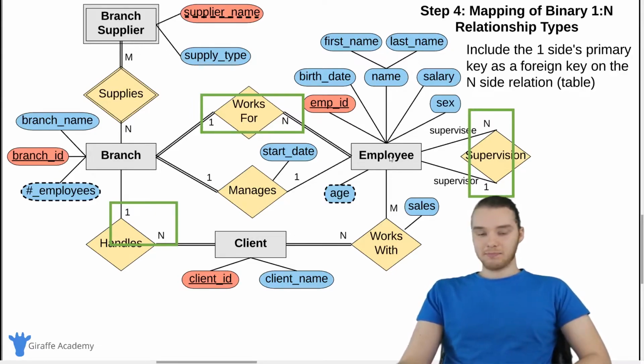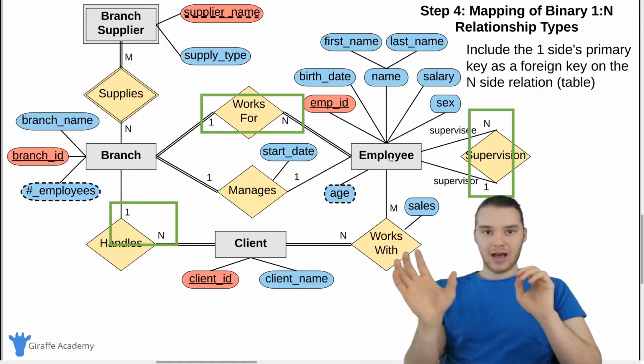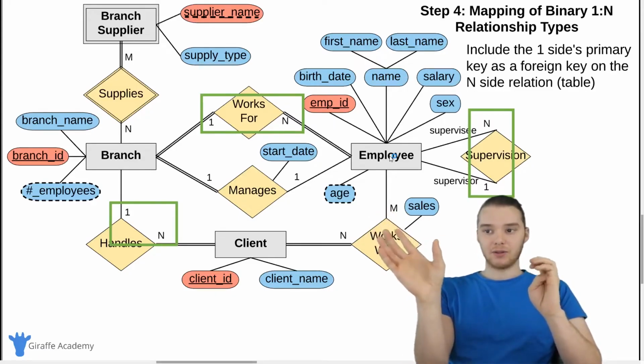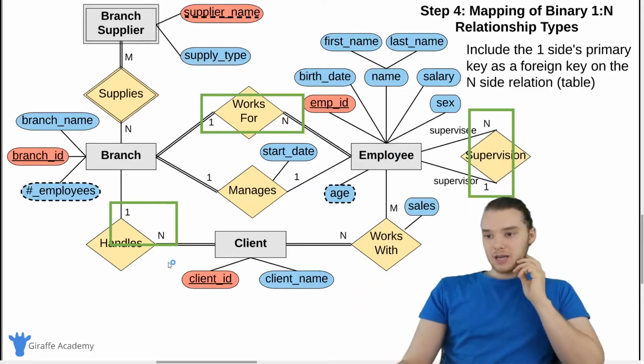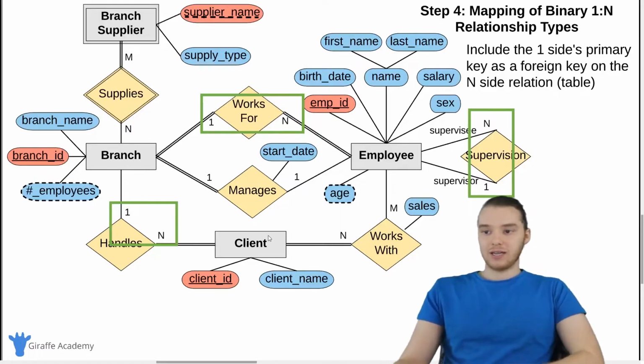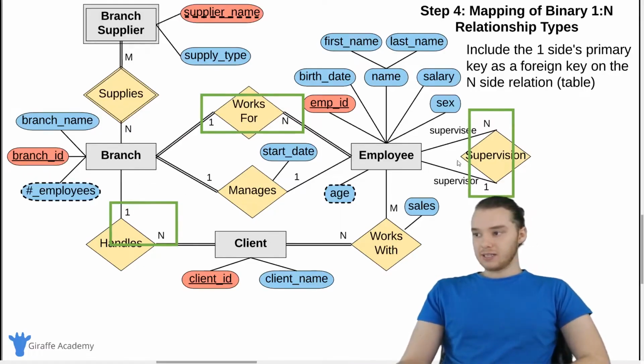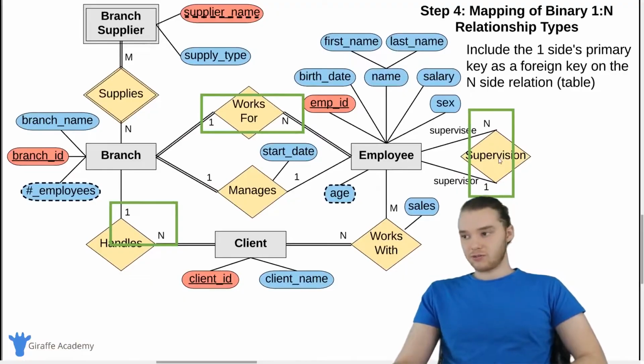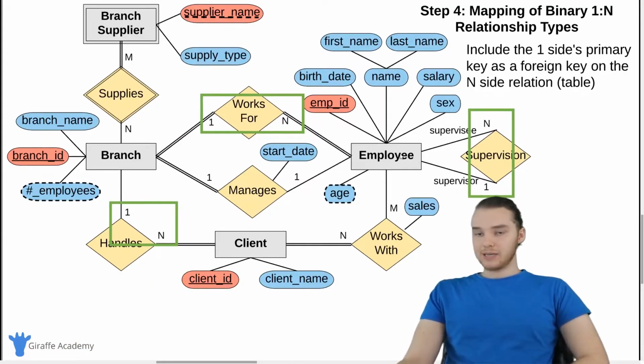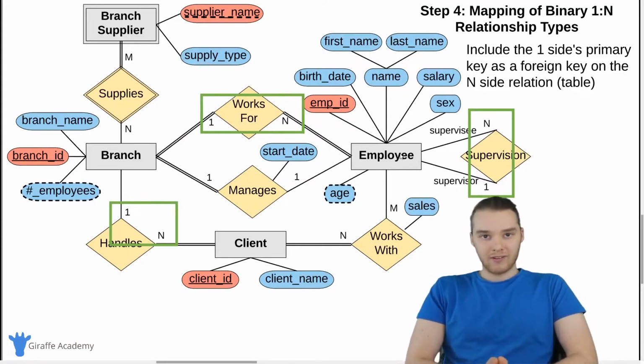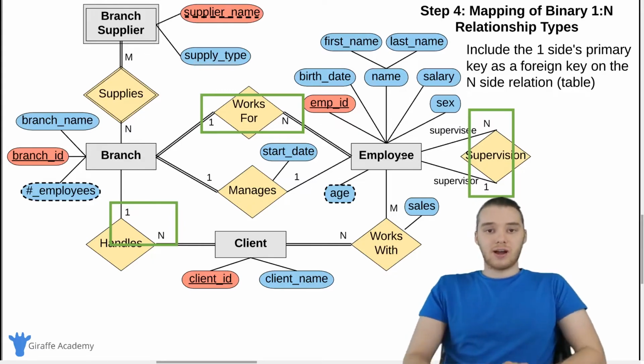So basically on the employee relation now, we're going to have a branch ID column that'll store a foreign key to the branch. Same thing down here for a client and branch. So the branch over here is on the one side. And basically what that means is that we're going to store in the client table a foreign key to the branch. And then same goes for this supervisor relationship. So on the employee table, we want to store a foreign key to the supervisor.